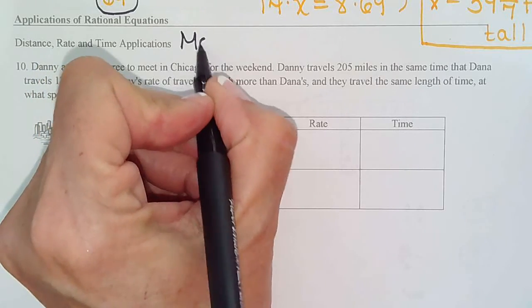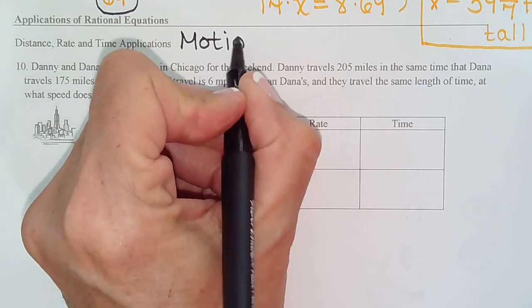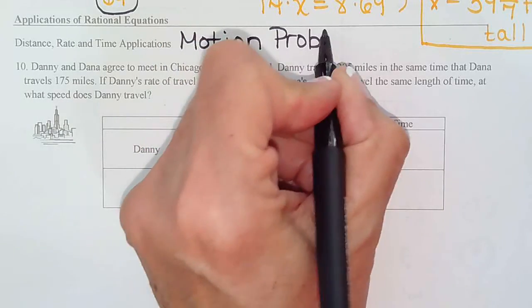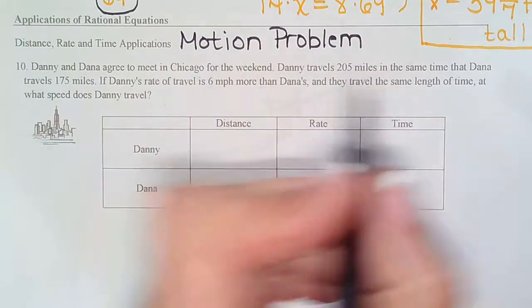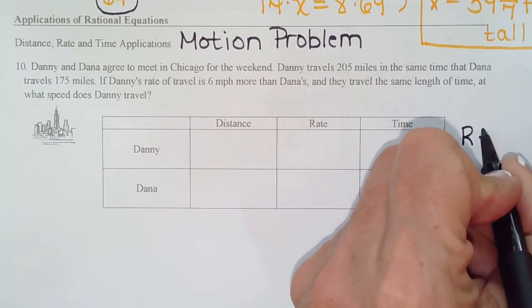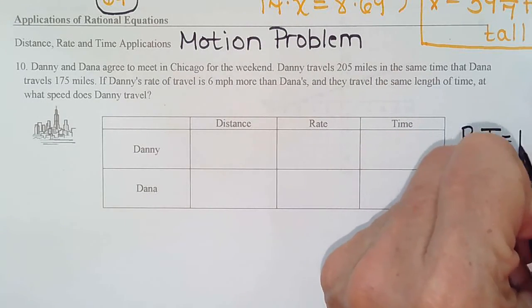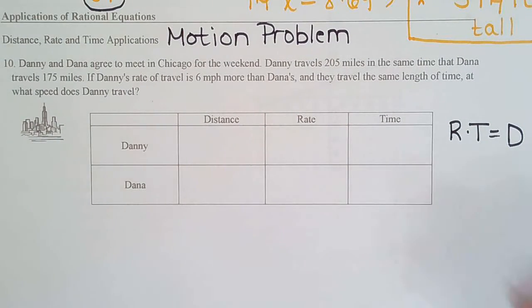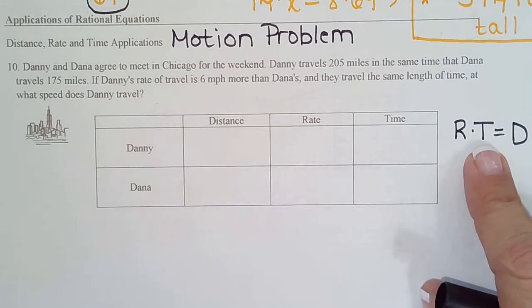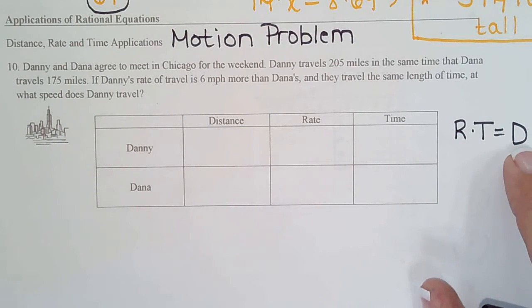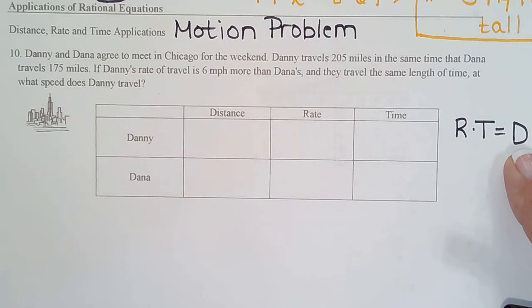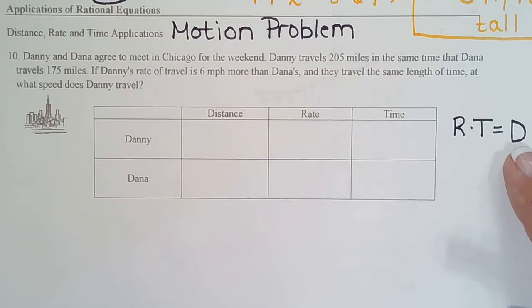Motion means what it says, motion's happening. And on motion problems, we use the formula rate times time equals distance. So that's a formula hopefully most of you know, because if you're going 60 miles an hour for 3 hours on the freeway, your distance is 180 miles, right? 60 times 3, 60 for the first mile, 60 for the second, 60 for the third.